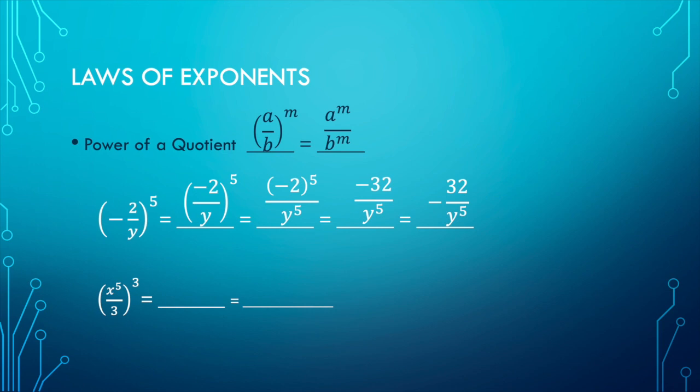All right, last example here, x to the fifth divided by 3, all raised to the third power. x to the fifth to the third over 3 to the third. So that would be x to the 5 times 3, x to the 15th, and 3 to the third is 27.